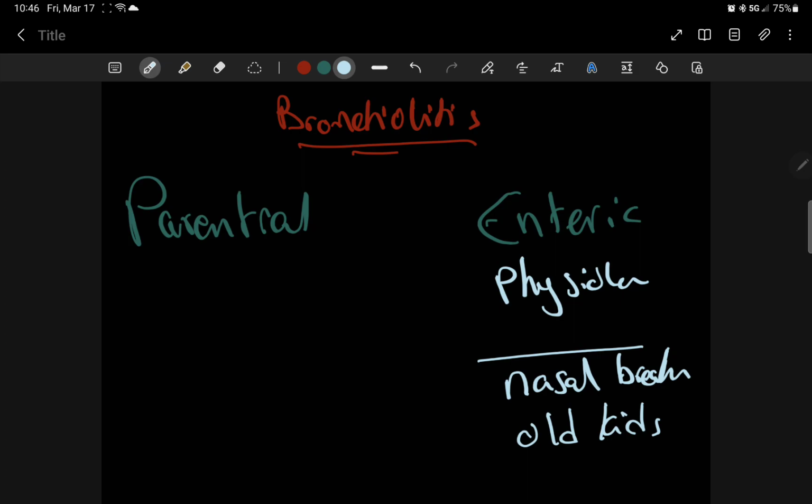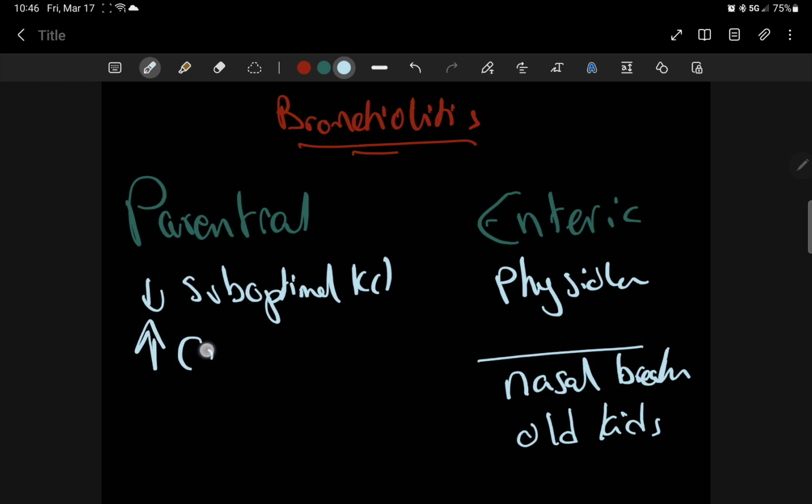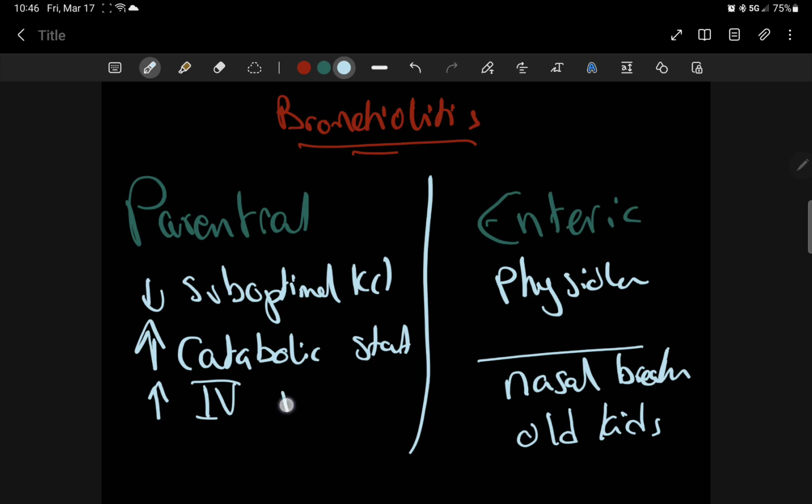When we're talking about parenteral, it is giving you suboptimal calories. It cannot keep up with the high catabolic state that these patients are in secondary to their respiratory distress, right? And then there's increased IV-associated adverse events. Knowing this firsthand, putting an IV in a pediatric patient is very, very stressful. Even with the most experienced nurses, it's a very, very stressful procedure.